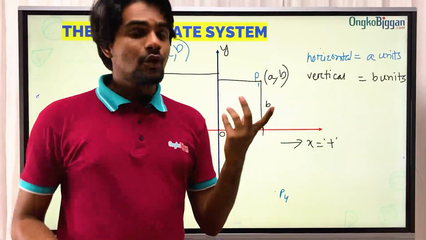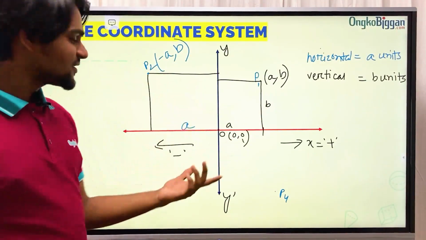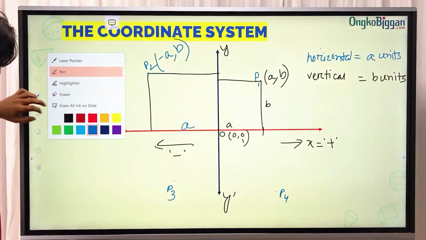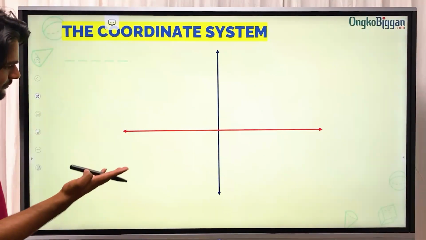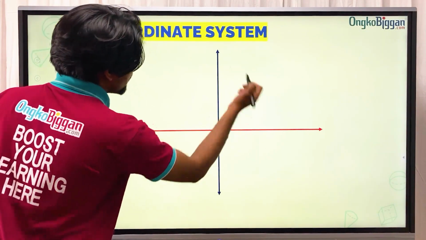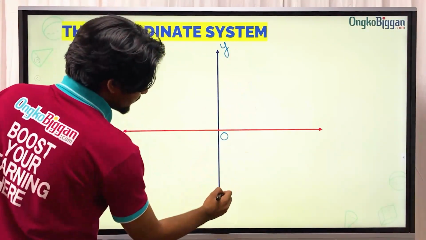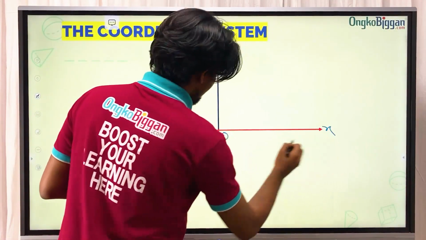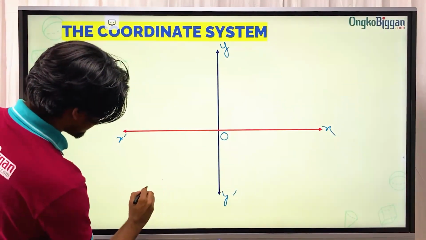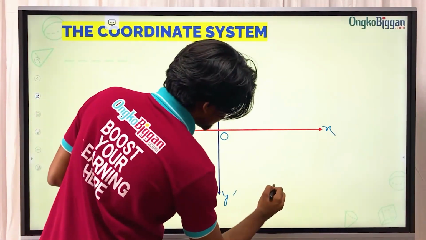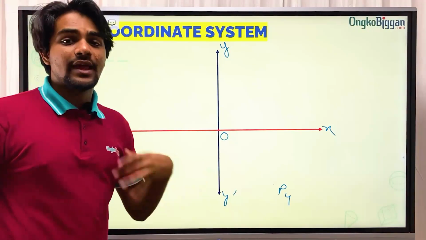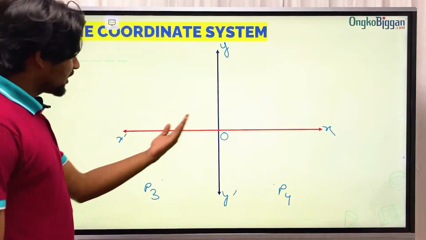Now that we have found the coordinate of the point P2, let us move on to the point P3. The canvas is messy right now, so let us clean everything. And again, draw the name of the axes, x prime and x. And this is P3. And this is P4. So now, let us actually try to find the coordinate of the point P3.